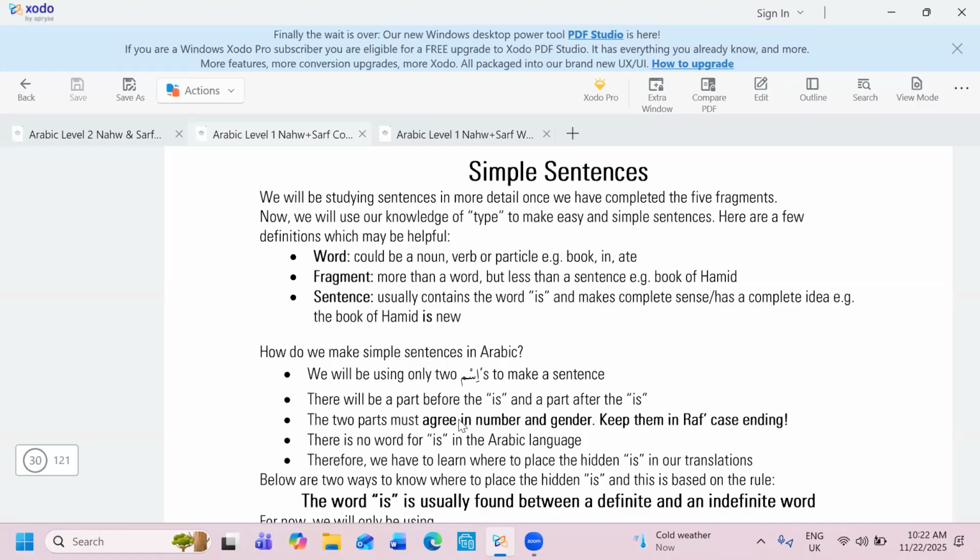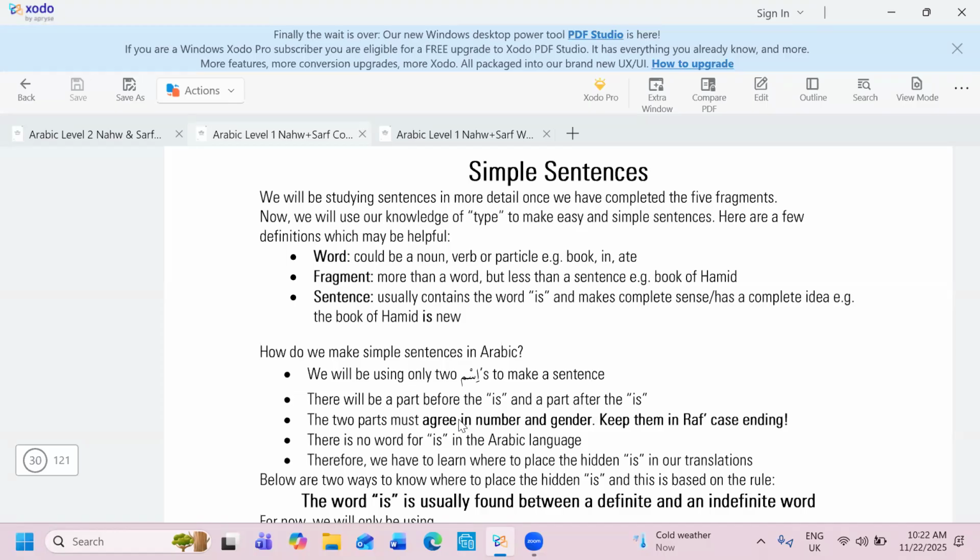Instead of saying the pen is broken, use the term the broken pen and make that into a sentence. What would you say in English? The broken pen is on the table. Yeah. You just need something before is, and you need something after is. But for now, we're going to be making sentences using just two words only.